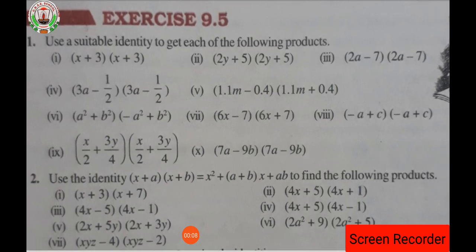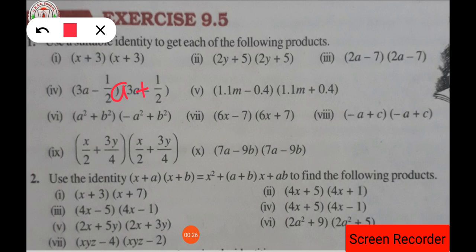So in the previous video we had already completed 9.4. Okay. So in 9.5 it is asking about the first question, use a suitable identity to get each of the following product, isn't it? So all together while starting the chapter I had given you 4 identities.